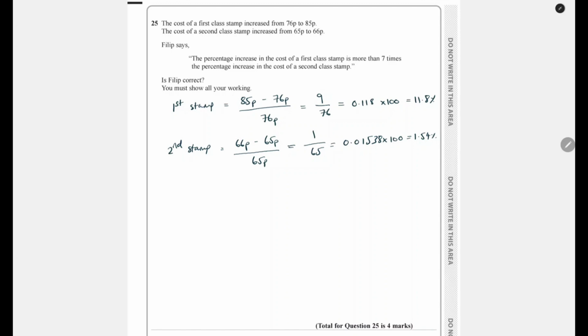And so to work out whether Philip is correct in saying that the price has gone up by 7 times the amount for the first class compared to the second, we do the 11.8% divided by the 1.54%. And if you put that into a calculator, we get 7.66. So yes, it has gone up by more than 7 times.